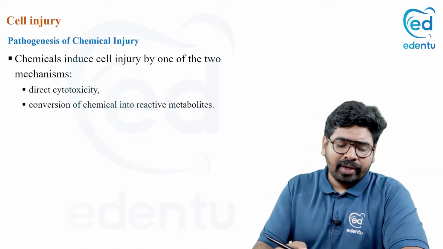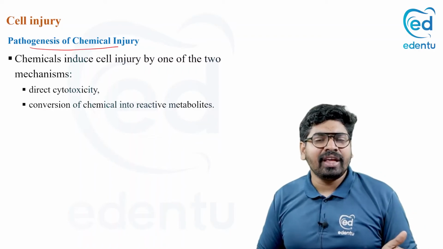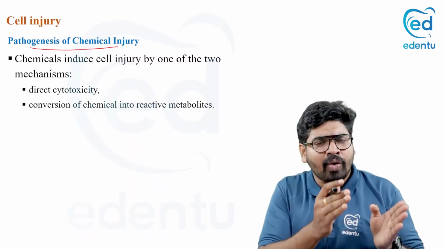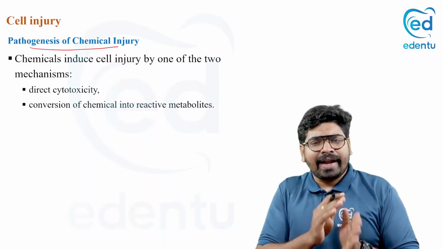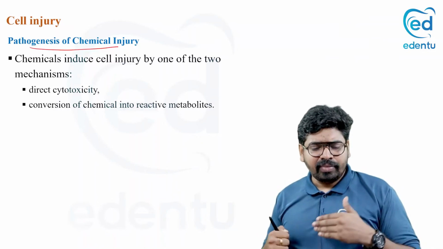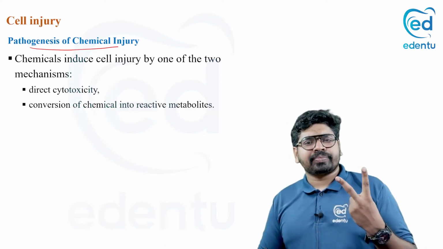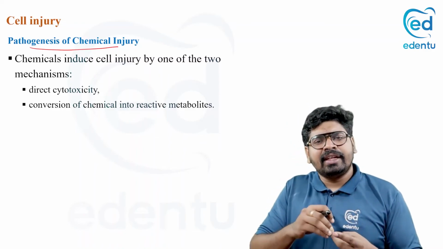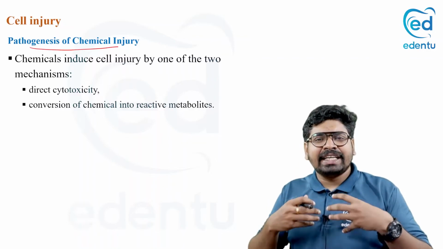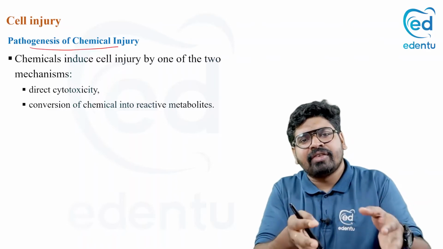Okay, now coming to the pathogenesis of chemical injury, what happens in a chemical injury? So far we have seen injury due to hypoxia and ischemia, what the steps are in a reversible injury, and what happens in an irreversible injury. Now coming to chemical injury, chemicals can kill our cell in two ways. Either the chemical can kill the cell on its own, or the chemical goes inside our body, is digested, and some of the byproducts of the digestion will kill our cell.